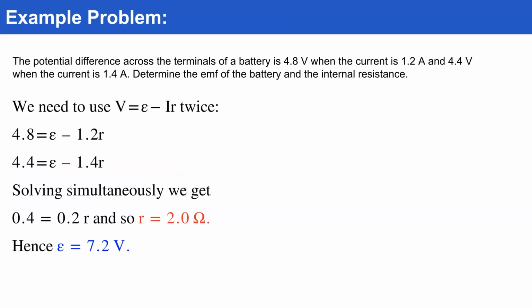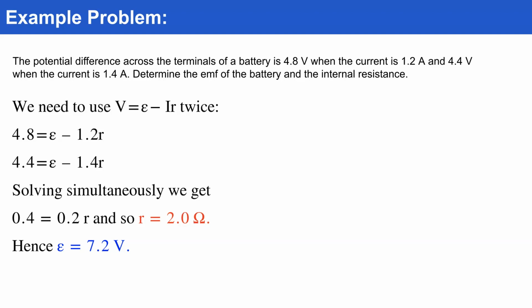All right, so let's take a look at an example problem. The potential difference across the terminals of a battery is 4.8 volts when the current is 1.2 amps, and 4.4 volts when the current is 1.4 amps. Determine the EMF of the battery and its internal resistance. So we need to use our equation twice. We have two unknowns, so we need two equations, and this becomes a system of linear equations.